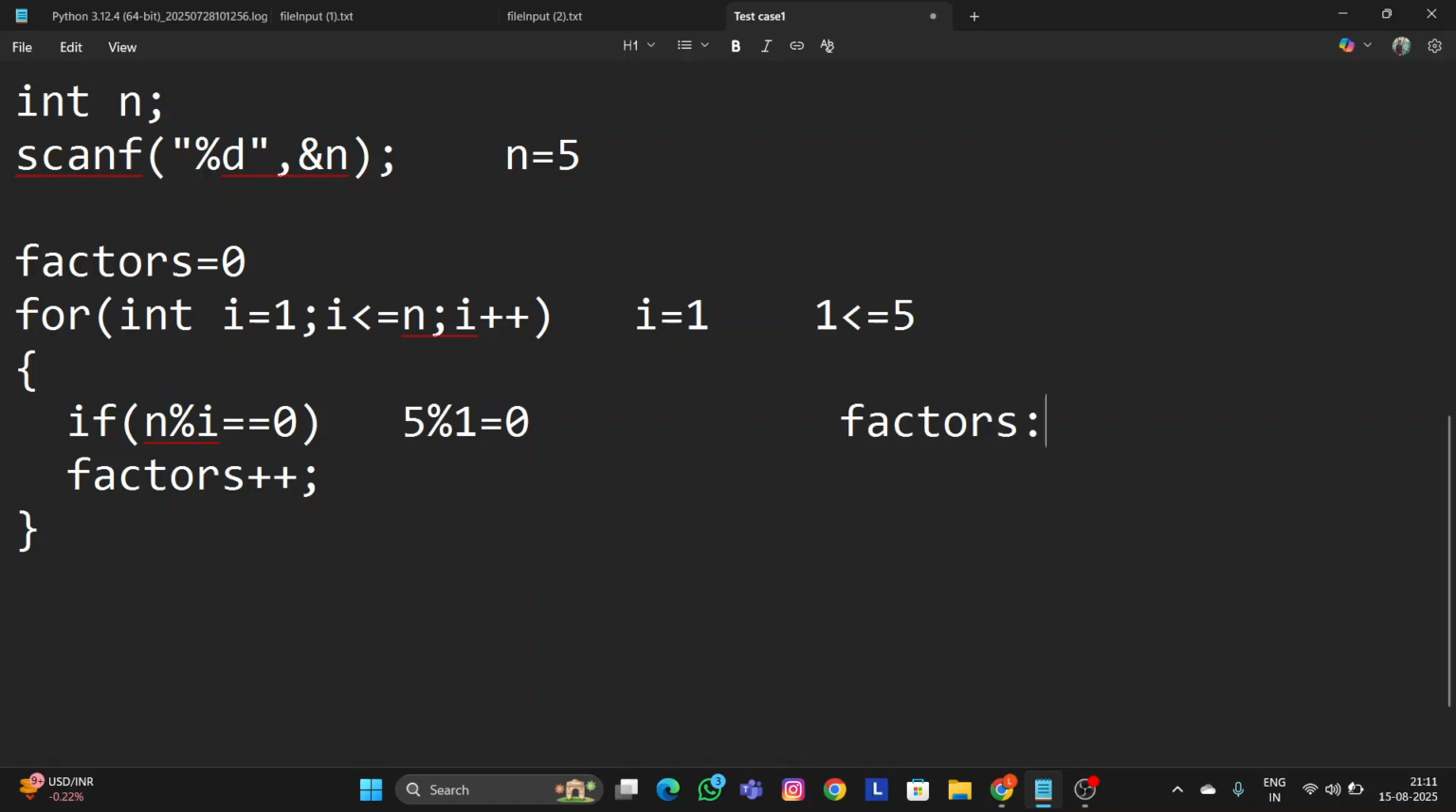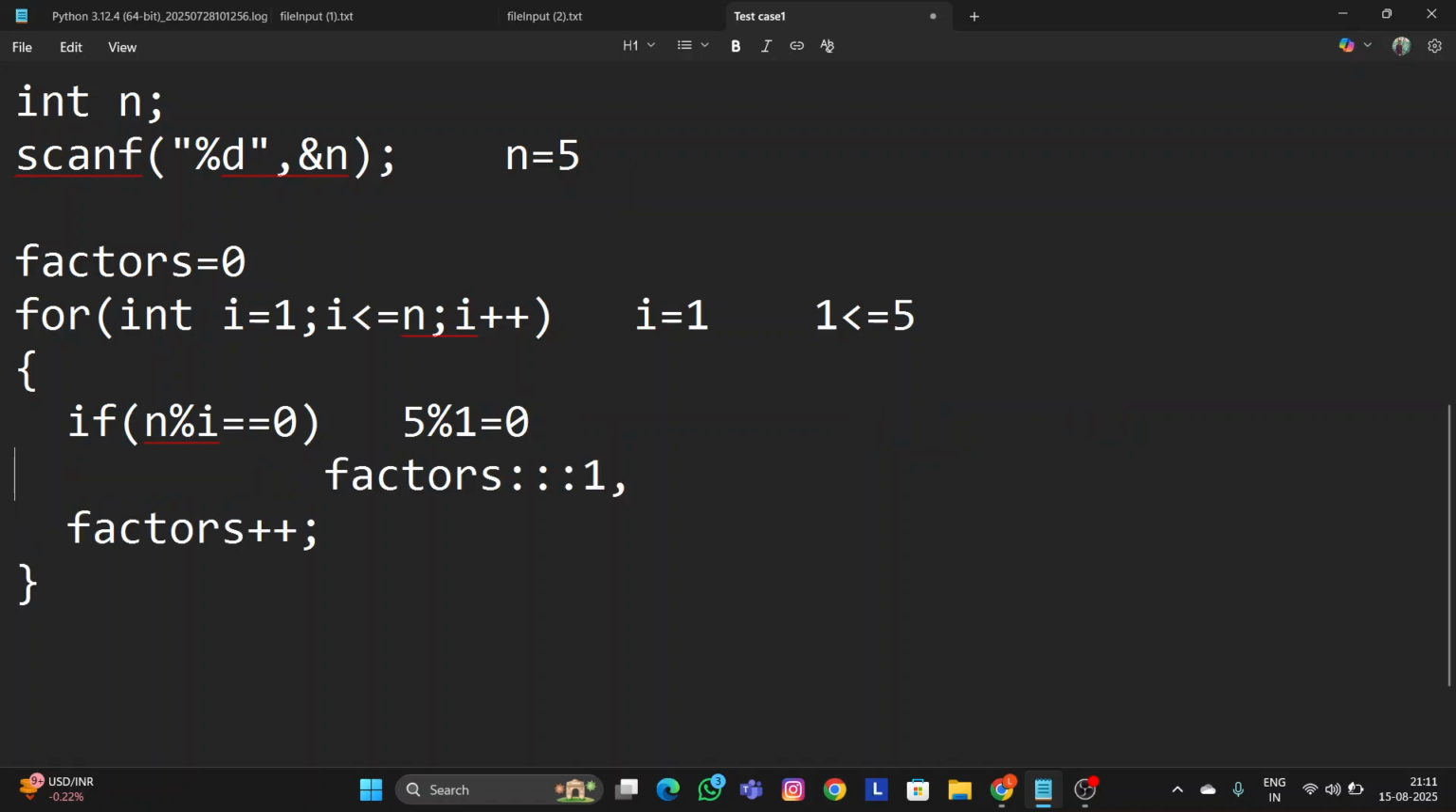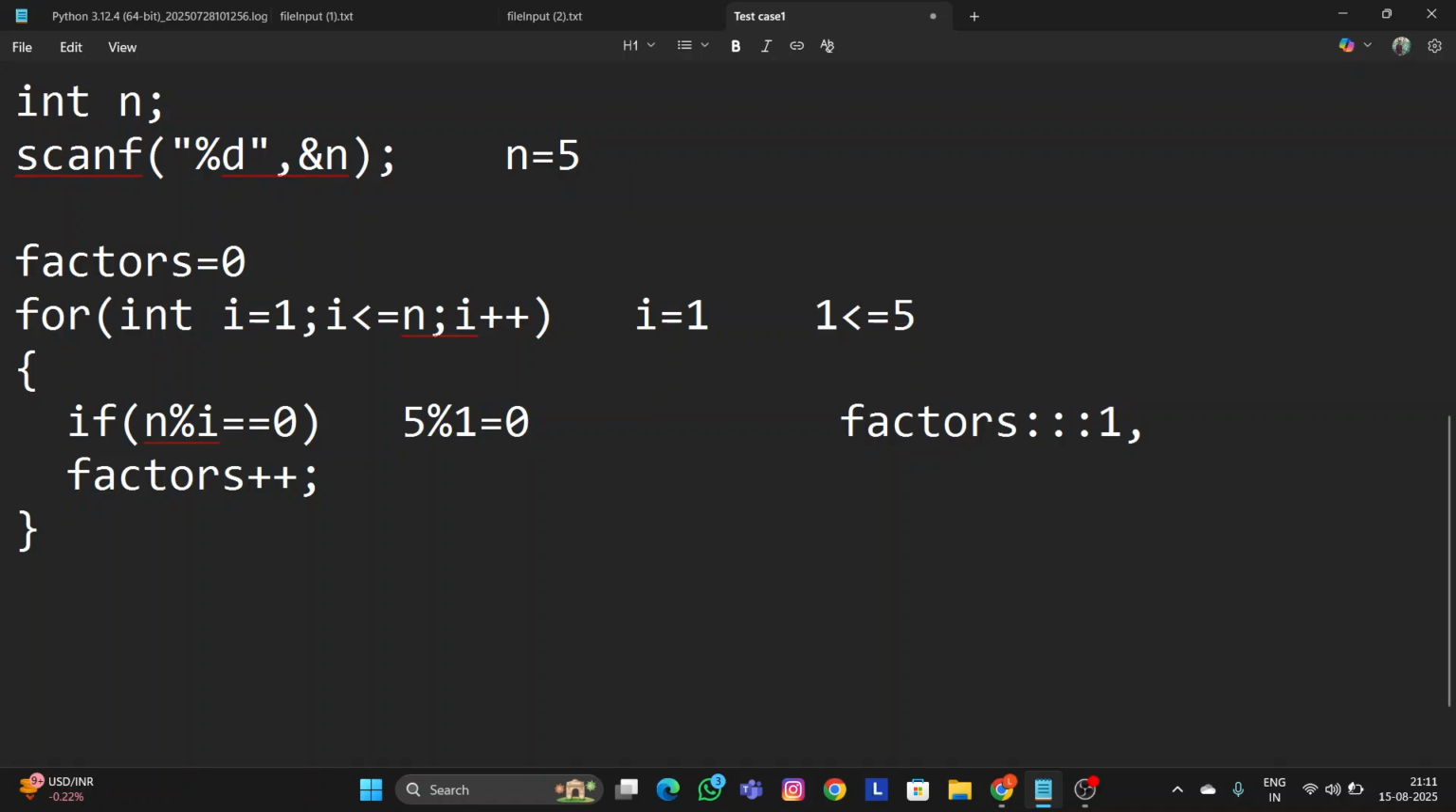What are the factors? 1. So 1 is the factor, so I will increment the factors value. Factors value becomes 1; initially factors value is 0. I know that here 1 is the factor of 5, so I will increment the factors value to 1. After incrementing the factors value, I will increment the i value.